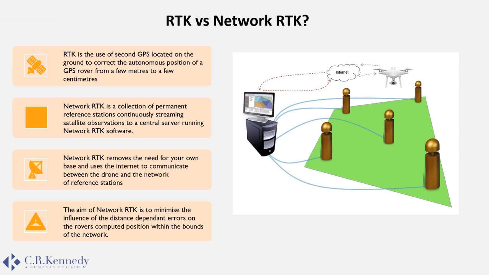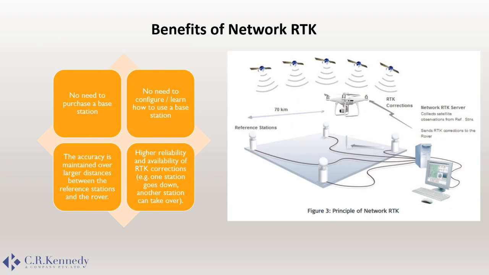And I guess the great thing about this is that you don't actually need to set up your own base station, which probably halves your capital investment already. So the other benefits are you don't need to purchase a base station, no need to configure or learn how to use the base station. The accuracy is maintained over large distances between the reference stations and the rover, and you get a higher reliability and availability of RTK corrections, i.e. if one base station goes down, then another can take over.